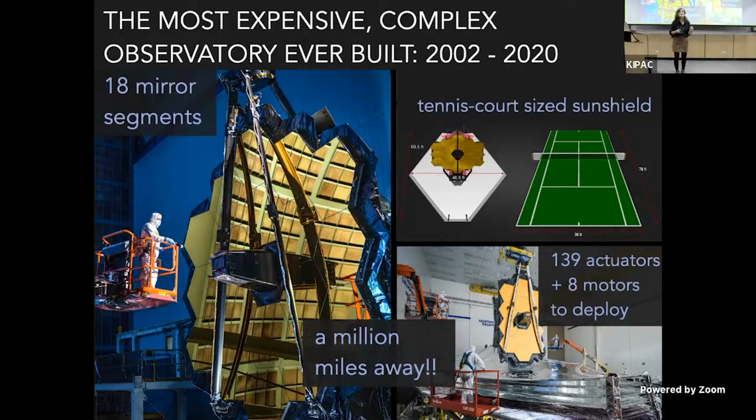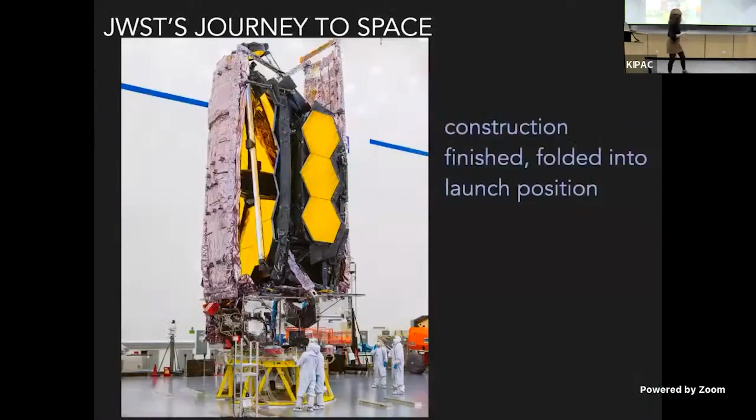And so this is why this took so long, because all of these things that we were trying to do are very hard and very complicated, and we couldn't fix it if anything goes wrong. Once the thing is 1,000,000 miles away, it had better work, because humans have never gone that far away ourselves, so we're not going to be able to fix it.